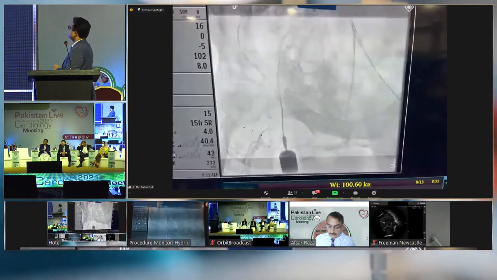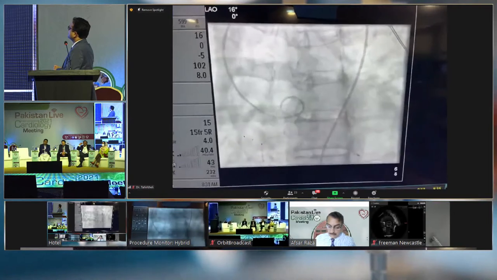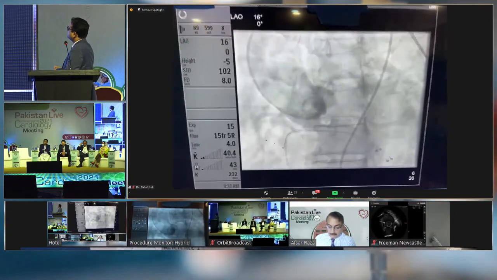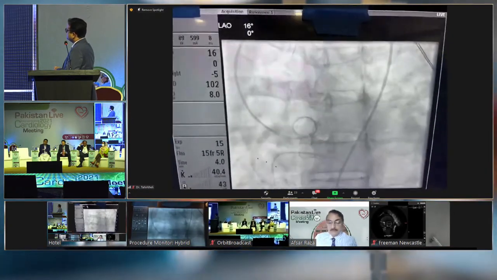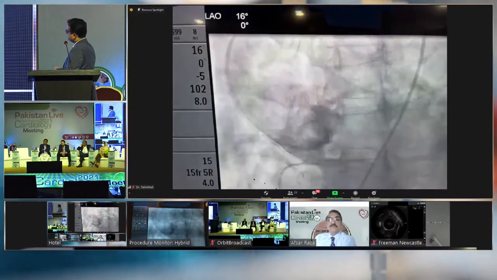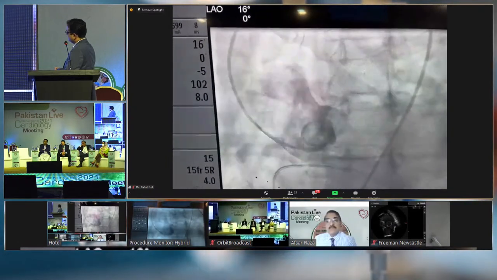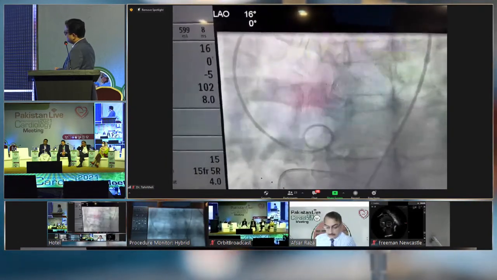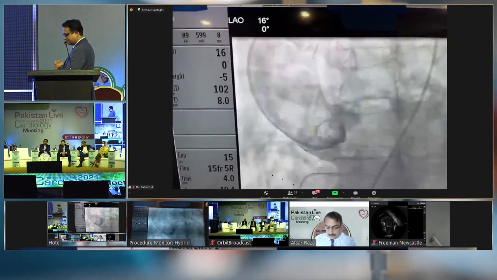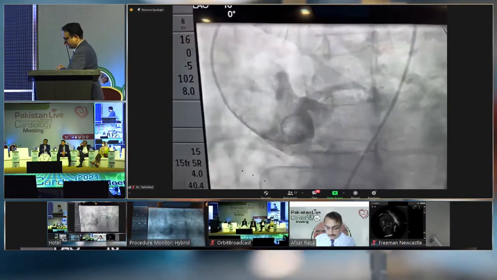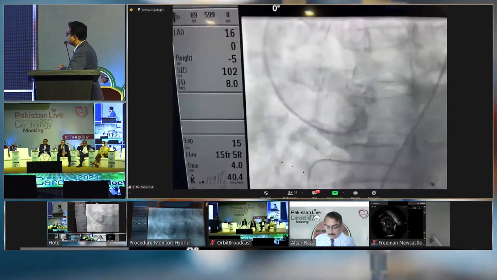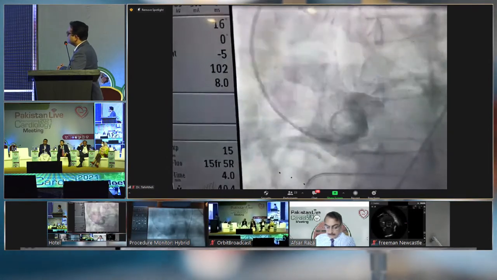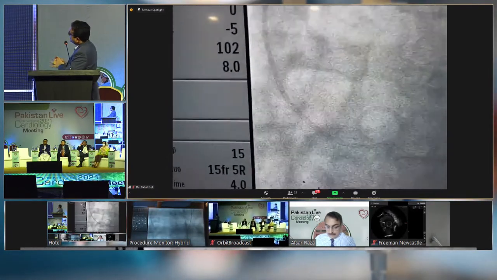So can you show the next picture? Just showing you the picture, we try to keep the pigtail in the right coronary cusp and look for the angle. For this patient, it is almost LAO 16. So we are going to start the case by crossing the aortic valve. I have AL1. We are going to go with the regular 035 wire.